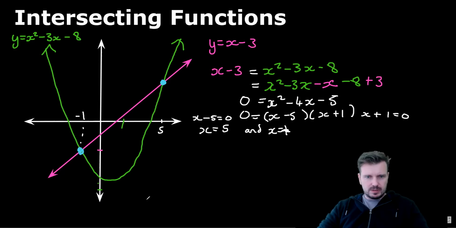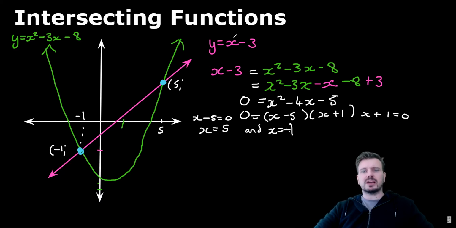Let's do that again. That is minus 1. Now we're not quite done yet, because they want the points, right? So we know that this is 5, but we don't know the y point. And this is minus 1, but we don't know the y.